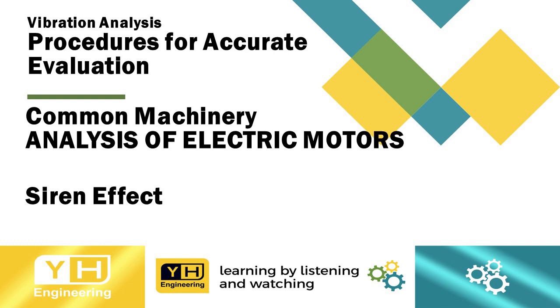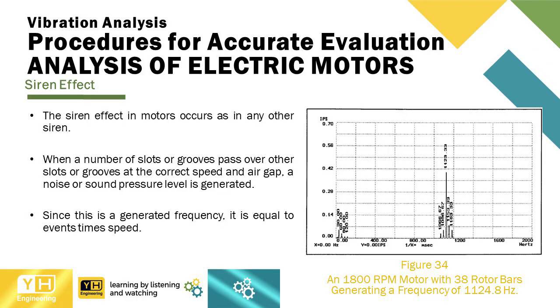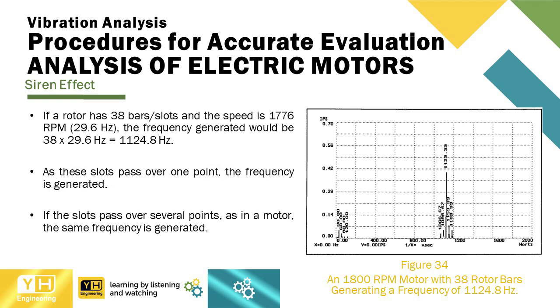Siren effect. The siren effect in motors occurs as in any other siren. When a number of slots or grooves pass over other slots or grooves at the correct speed and air gap, a noise or sound pressure level is generated. Since this is a generated frequency, it is equal to events times speed. If a rotor has 38 bars/slots and the speed is 1776 RPM or 29.6 Hz, the frequency generated would be 38 multiplied by 29.6 Hz, equal to 1124.8 Hz. As these slots pass over one point, the frequency is generated.